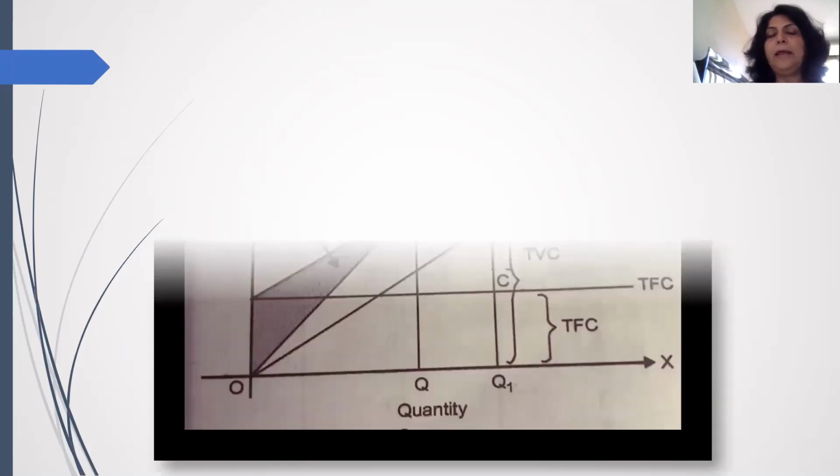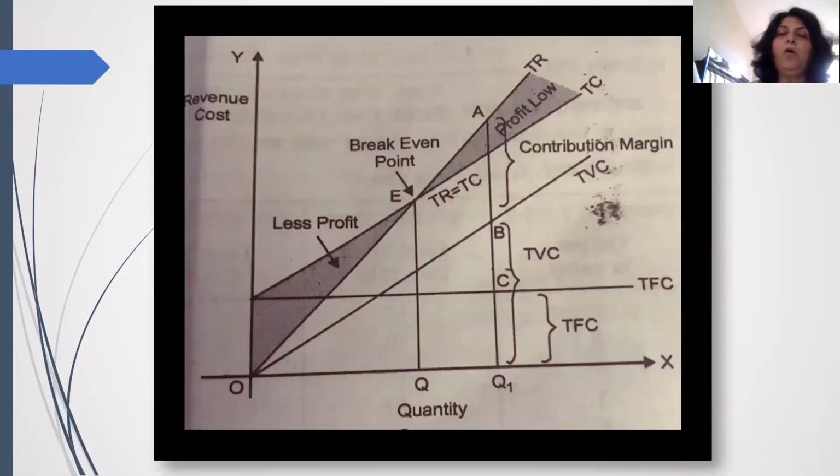This was the contribution method, and let's take the help of a graph as well. On the x-axis we take quantity, on the y-axis revenue and cost. Point E is the break-even point. Below that point we have less profit or more loss. It is mainly losses, and beyond E we have profit, but low profit as you reduce output.